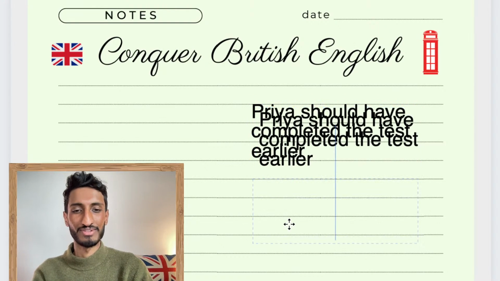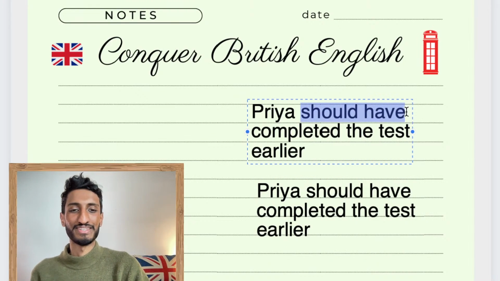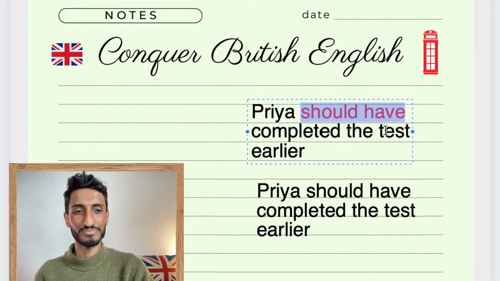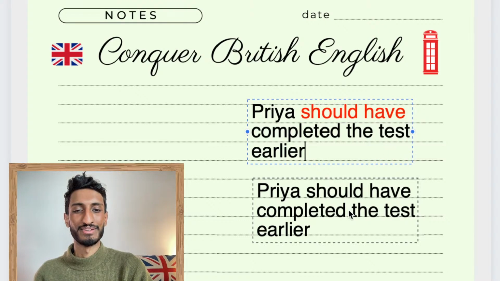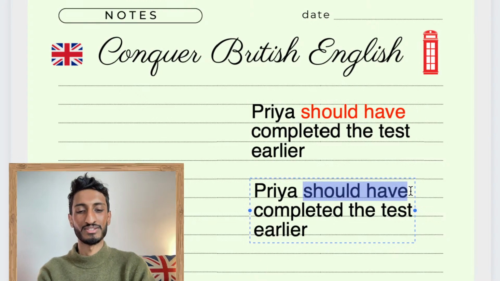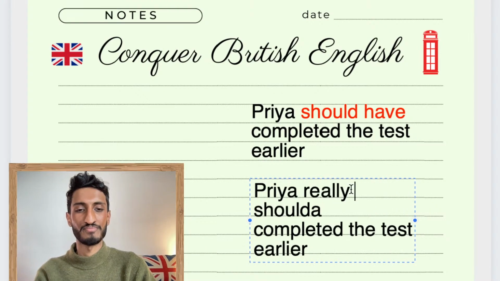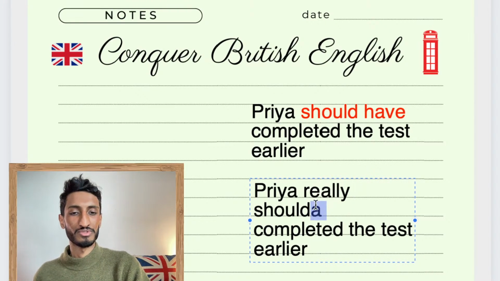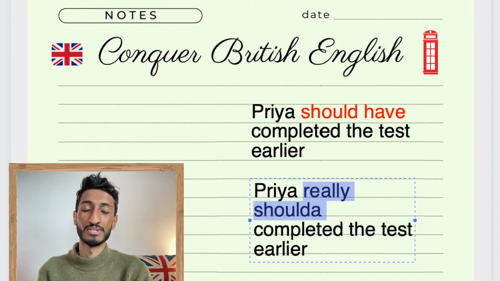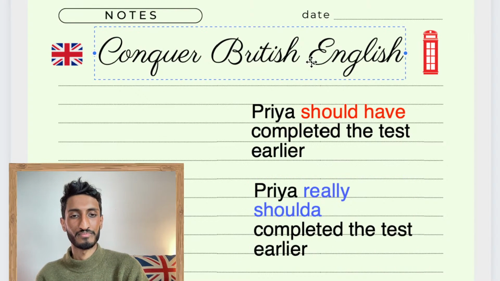So let's copy and paste it down here because I want to discuss the difference, right? So the first one that I want to discuss is this. Okay, now the "should have" actually becomes "shoulda." And then we can even add the word "really," right? So it sounds more colloquial this way. Colloquial means informal. Let's take a look.